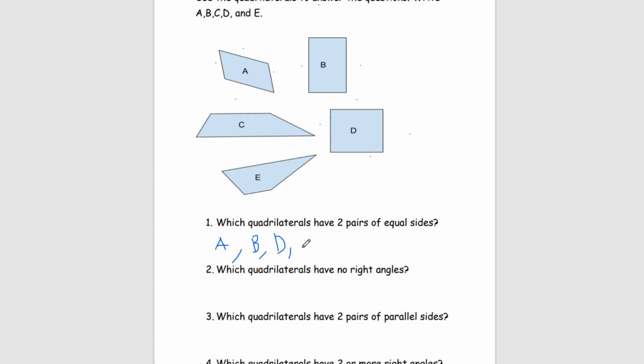Two, which quadrilaterals have no right angles? And we can see that A, C, and E have no right angles, because they do not have a 90-degree angle in them. So we can write A, C, and E.